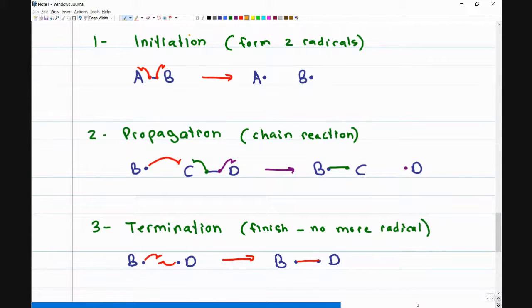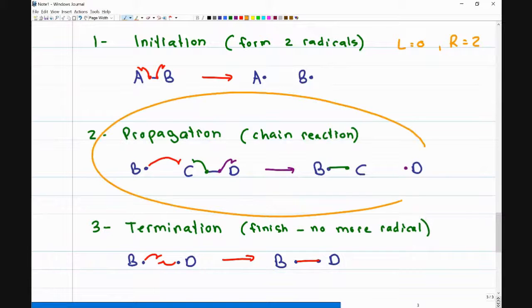In an initiation step, because you initiate, you should have no radicals on the left. That means the left, when you're starting out, is going to be 0, and the right equals 2. 2 radicals on the right because you're initiating from nothing to 2 radicals.